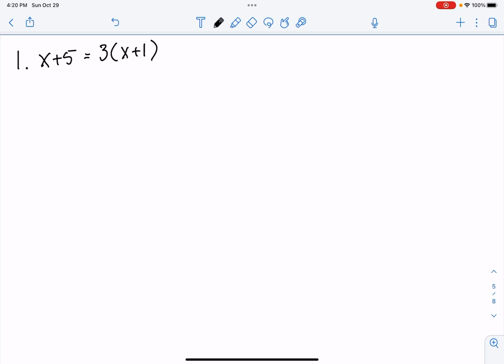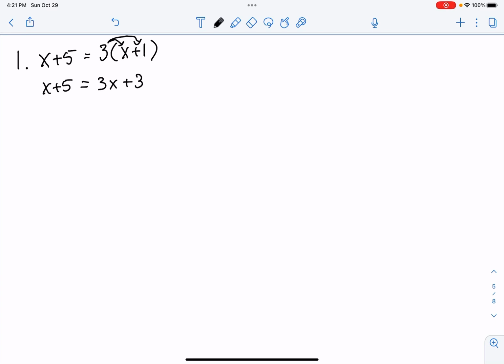Just like before, the first step is to distribute where we can. We have some distribution to do right here. So we're going 3 times x as well as 3 times 1. This side will stay the same. Equals, now 3 times x is going to give us 3x, and 3 times 1 is going to be a nice plus 3. Alrighty, now step 1 is done, we distributed.